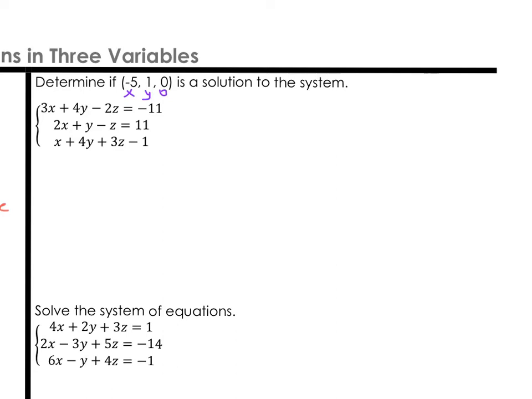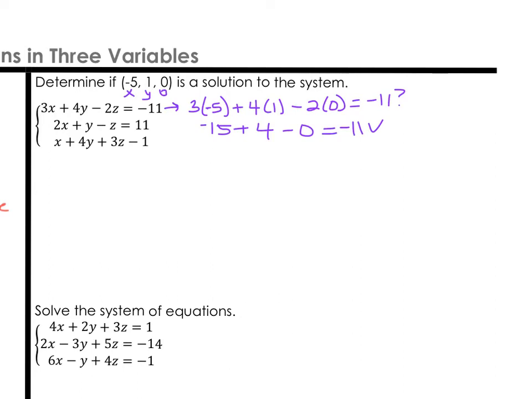So let's test that first equation. If we take 3 times -5 plus 4 times 1 minus 2 times 0, does that equal -11? 3 times -5 is -15, and 4 times 1 is 4, minus 2 times 0, that does in fact equal -11. The first equation is good.